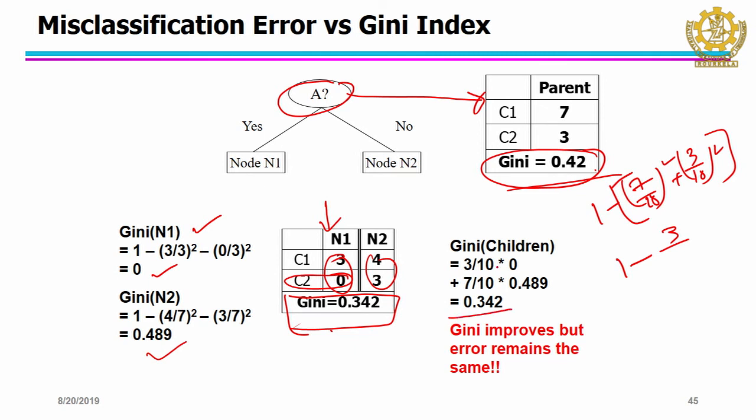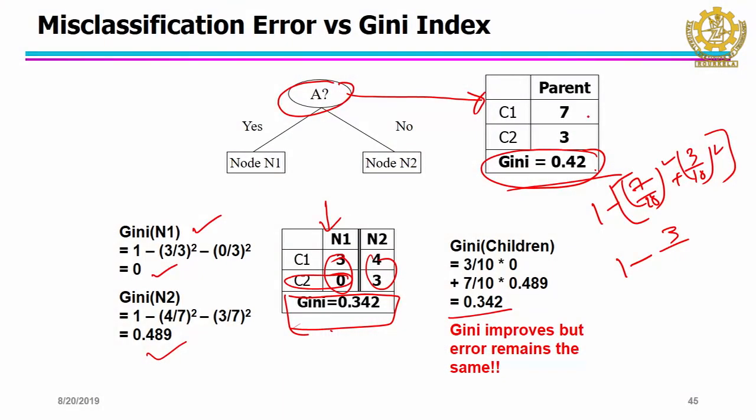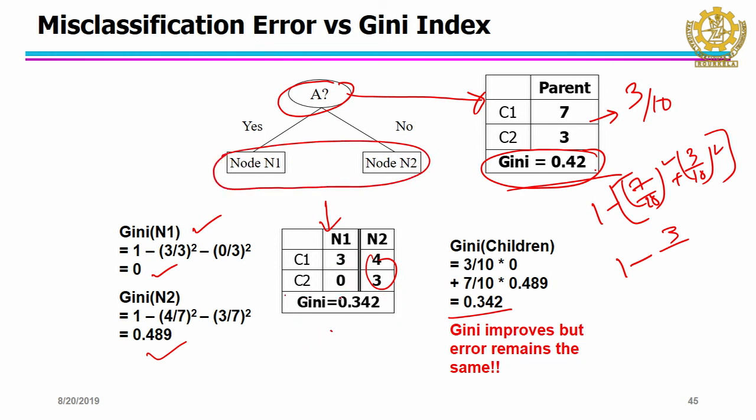This is the combined Gini, as you know, but what happens if you use the classification error? What was the classification error at this node? It was 3 by 10, so for 3 patterns it will make a mistake. What will be the combined classification error? For this node there is no classification error because all patterns belong to a single class. For the other node, the total number of objects combined is 10, so it will be 3 by 10. Therefore, Gini improves, but the error remains the same.